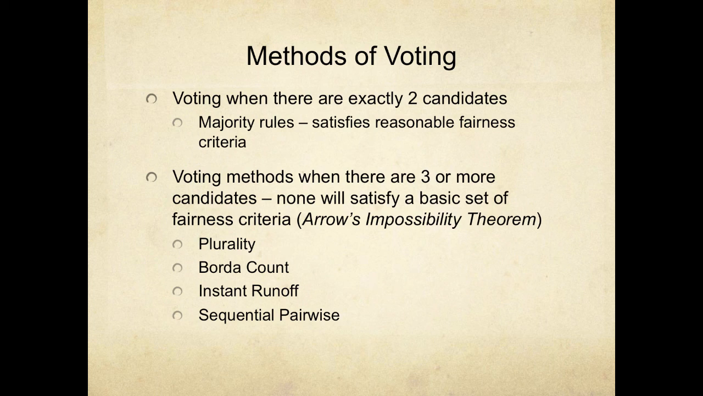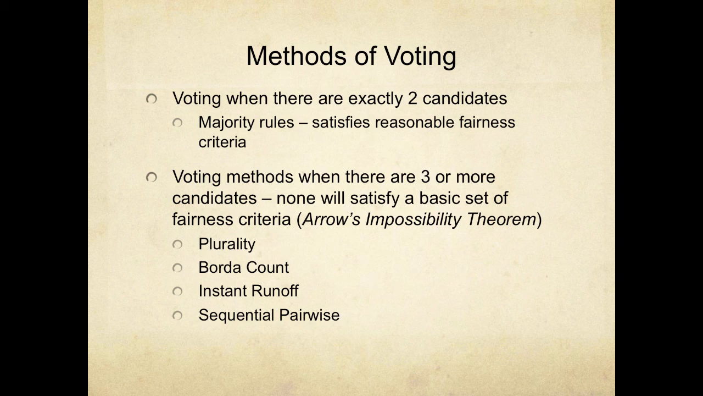And as an example of some other methods of voting, I have already listed plurality, but then there's the Borda count method, instant runoff method, sequential pairwise, and there are other methods that I won't go through here for determining a winner when there are three candidates or more. But it turns out that none of the ones listed here, and none other that have been discovered, and it has been proven that there will never be a method of voting for three candidates or more that will always satisfy a basic set of fairness criteria.